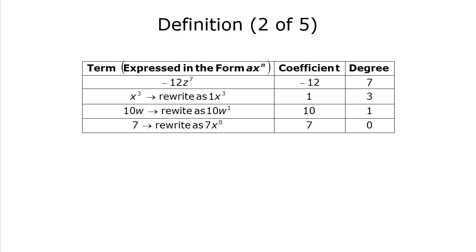So here are some more examples. Coefficient negative 12, degree of 7. x cubed you can think of as having a little 1 in front of it, that invisible 1. So its coefficient is 1, its degree is 3. 10w, again, any variable that's just sitting there has an invisible degree of 1. And the same thing if we have a constant, that's where the degree of the variable was 0.